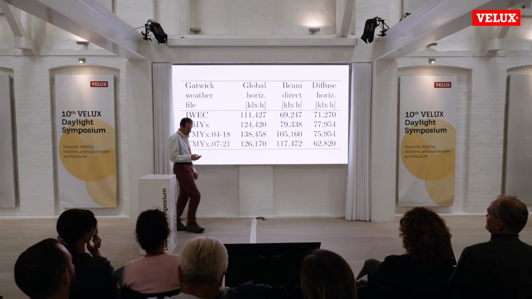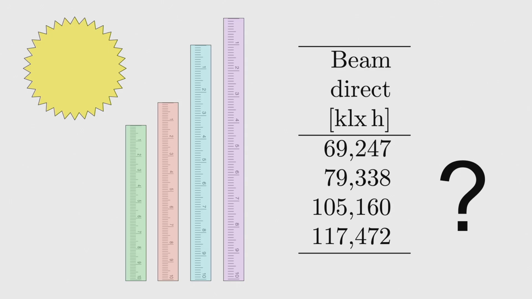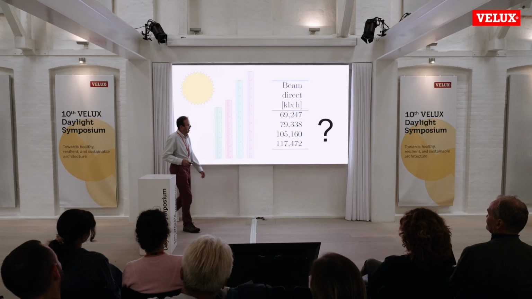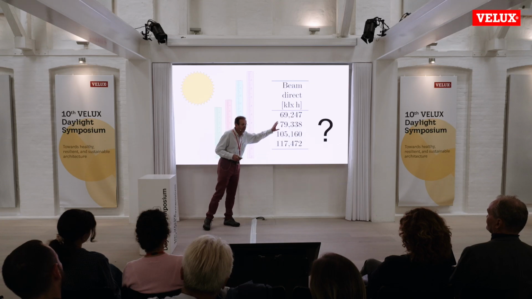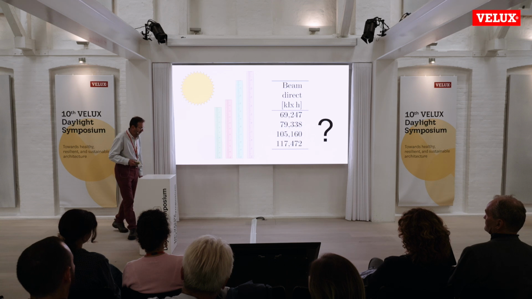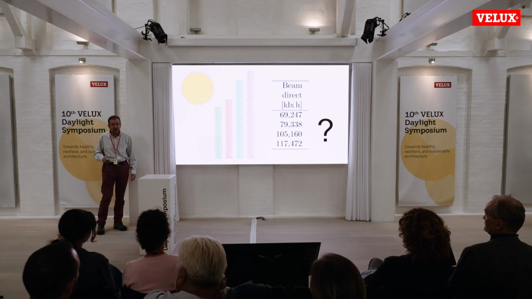And this is a bit of a shocker, really. That much beam direct normal variation in your weather files? Yeah, those rulers match those numbers. And if you're really in a position where you had to defend results from a CBDM simulation, how can you justify the choosing of one weather file over another?